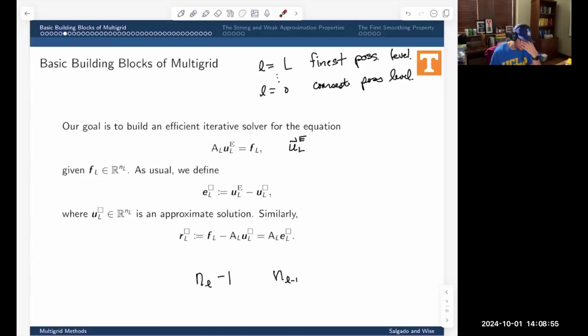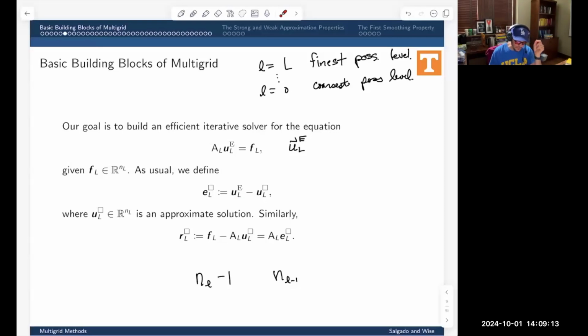There's no such thing as an error on level capital L minus 2. It doesn't make any sense. The error makes sense only on the finest level. So that's why we're using capital L there.